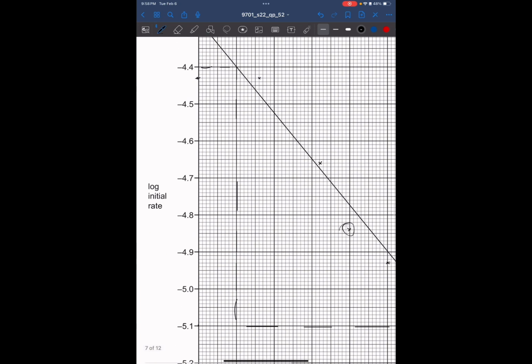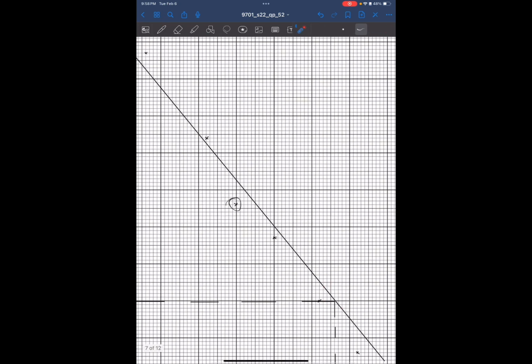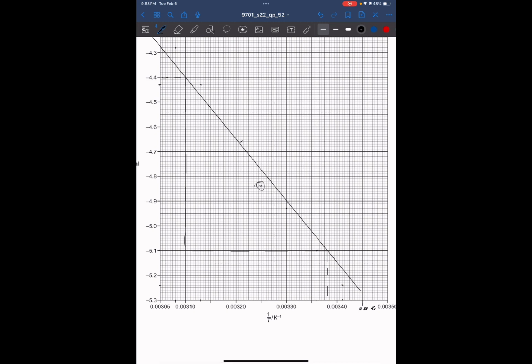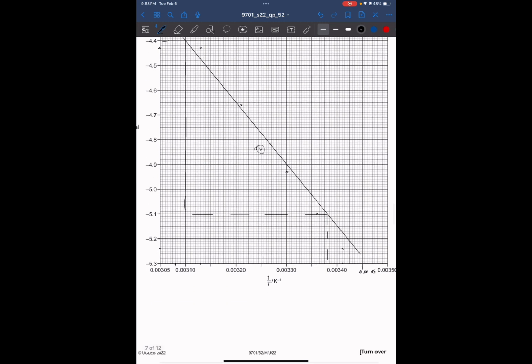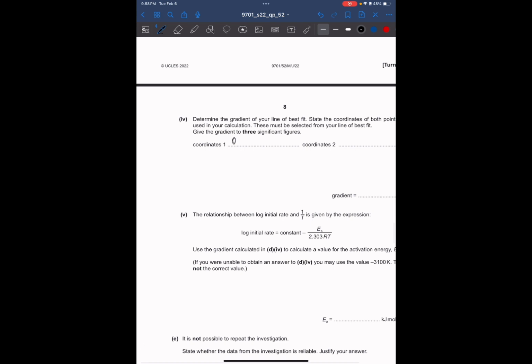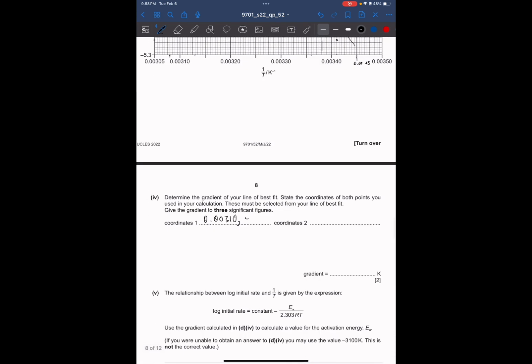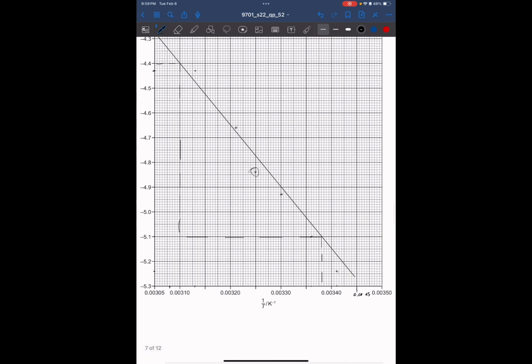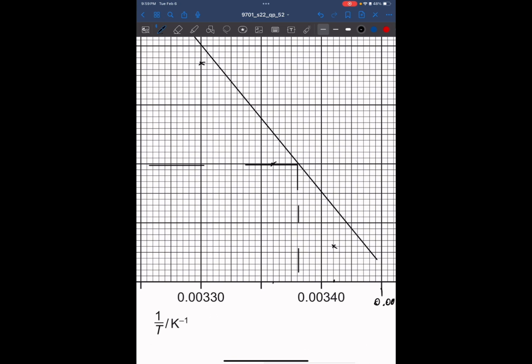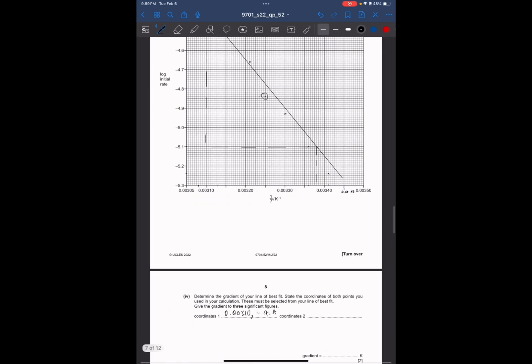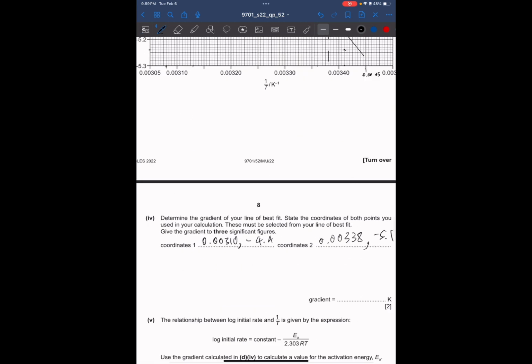So this is going to be my first coordinate, this is going to be my second coordinate, and we're going to write that down. So this one is going to be 0.00310 and negative, what is that, 4.4? 4.4. And this one is going to be 0.00338 and minus 5.1.